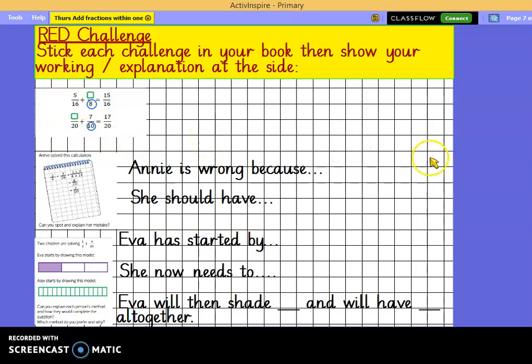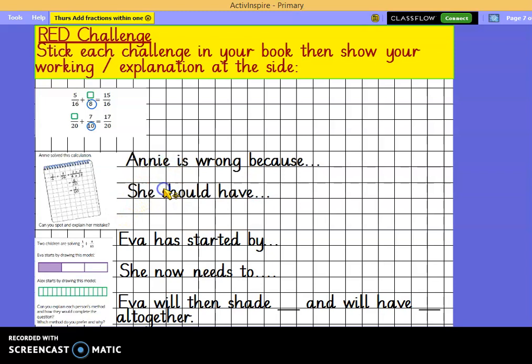Okay, with this one, I've given you some sentence stems to help you answer why Annie is wrong. So Annie is wrong because, what should she have done? And then this one, what's Eva started by doing? What does she now need to do? And then Eva will then shade what, how many fractions, and then we'll have what as a fraction all together. Use today's learning to help you do these challenges. It's all based on today's learning.